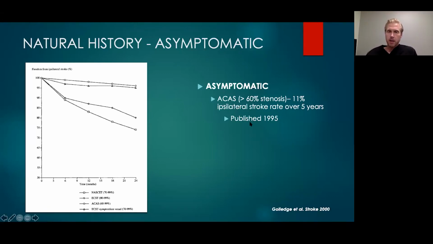So asymptomatic patients in the ACAS, which is the largest asymptomatic intervention randomized control trial to date, greater than 60% stenosis was what they decided was the degree of stenosis that made you an asymptomatic patient that could be included in the study. The ipsilateral stroke rate in that medical arm, and again, this is back in '95, before we had some of the more advanced medications we have now, was 11% over 5 years. And that's significant, but it's pretty low. That's barely 2% per year.